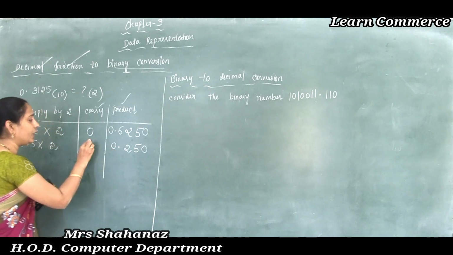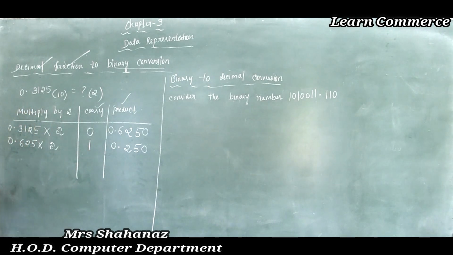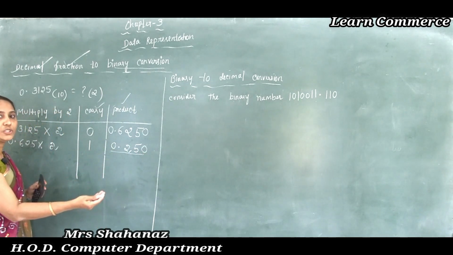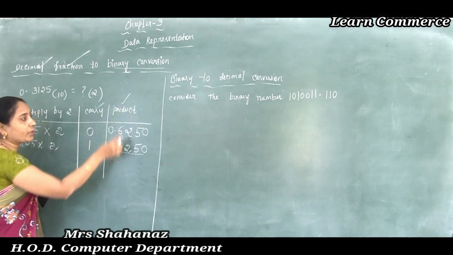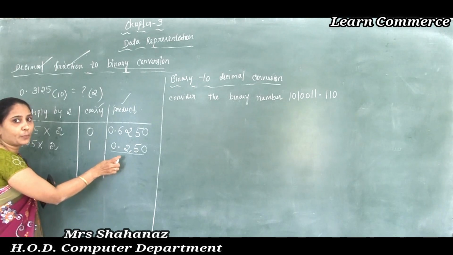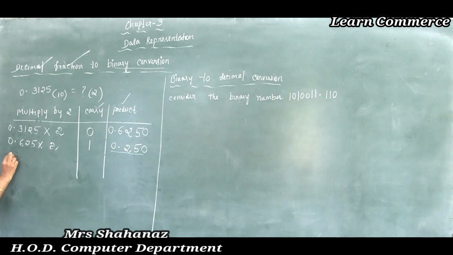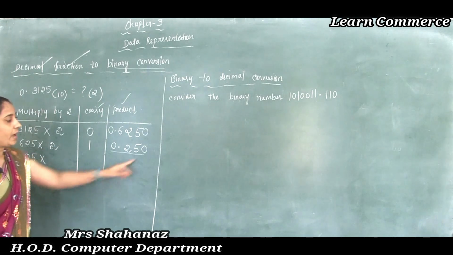Now like that only, as we know, here we'll get the carry as 1. Later again, because we know that we need to make the multiplication by 2 until the fractional product becomes 0. Correct? No? And next, I am going to take the value 0.25.